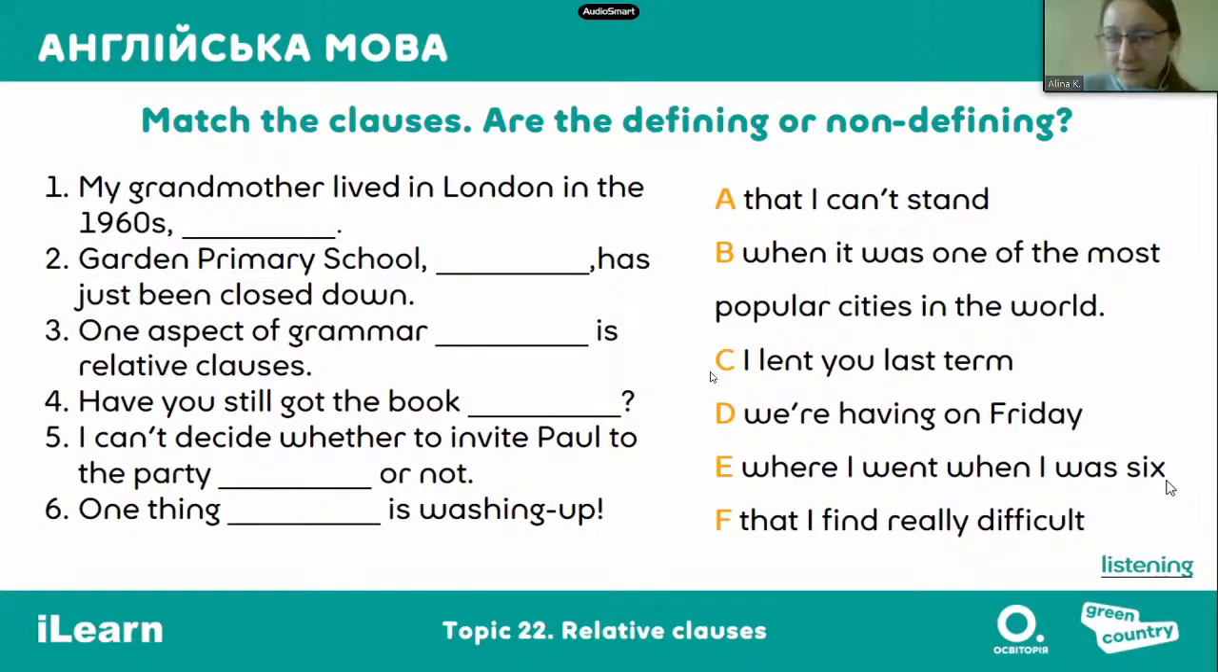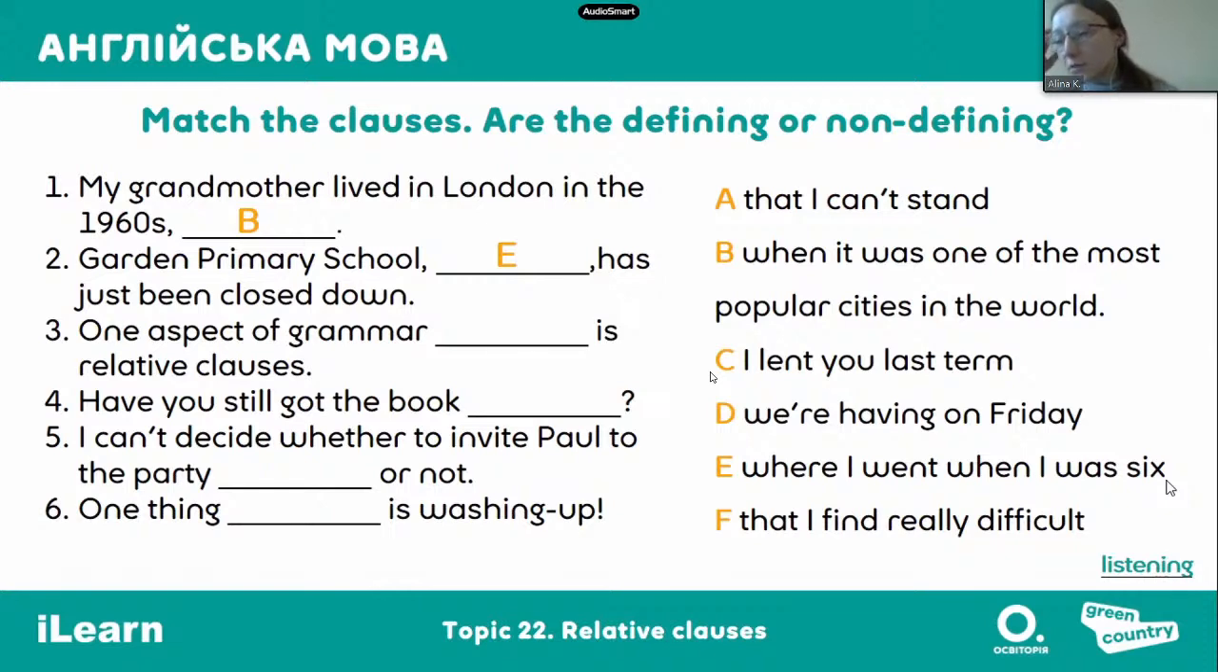First one is B, when it was one of the most popular cities in the world. Great. Number 2, Garden Primary School gap has just been closed down. That's right, that is E, where I went when I was 6. Yes, school refers to a place. We know that if we refer to a place, we can use where.